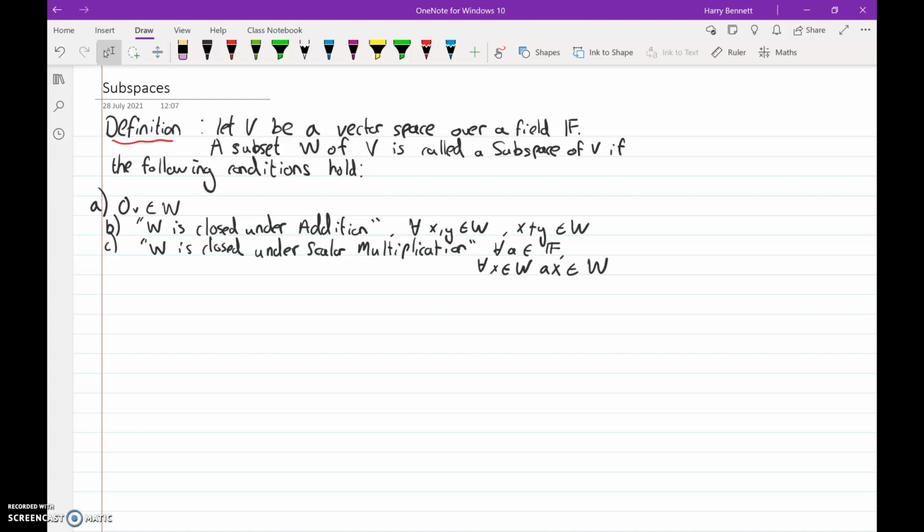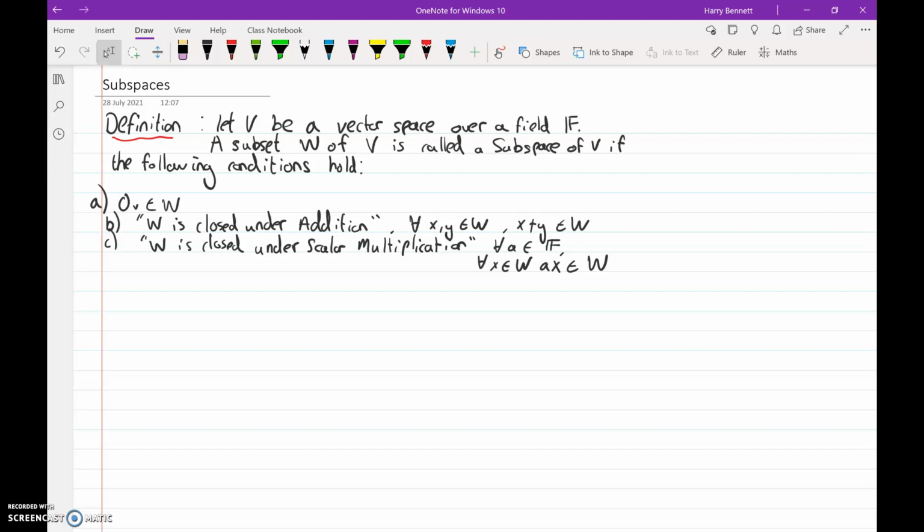Well, the word sounds like a vector space. The word sub is something, usually a smaller set. It's a subset of something. And so if V is a vector space over a field F, then a subset W of V, we call that a subspace if the following holds.